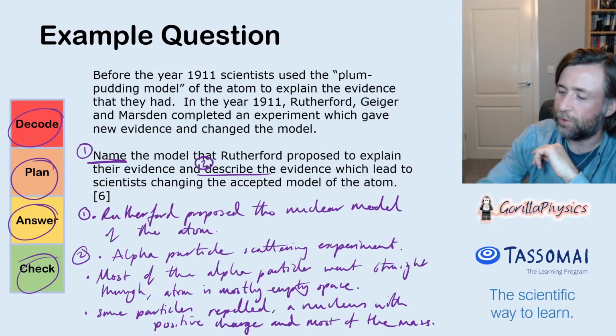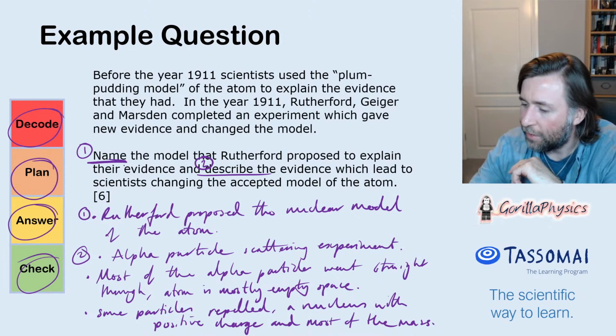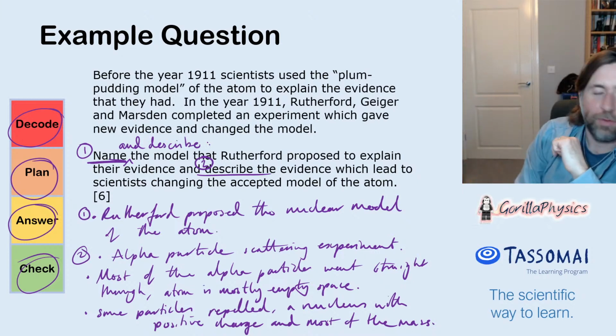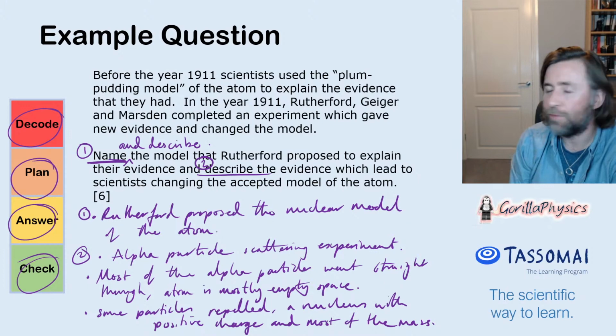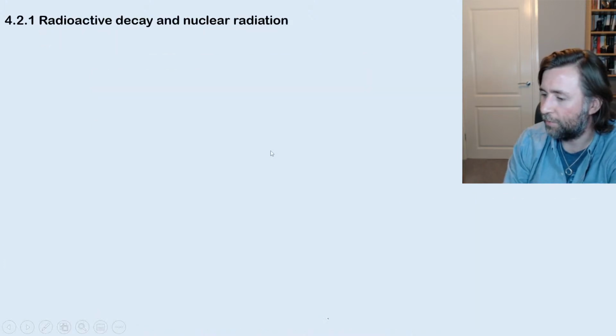So I think possibly this question should have had name and describe. That would have been a bit more valid for what I've written there. But there we are. That is a 6 mark question. And that's how we decode, plan, answer, and check back with it.